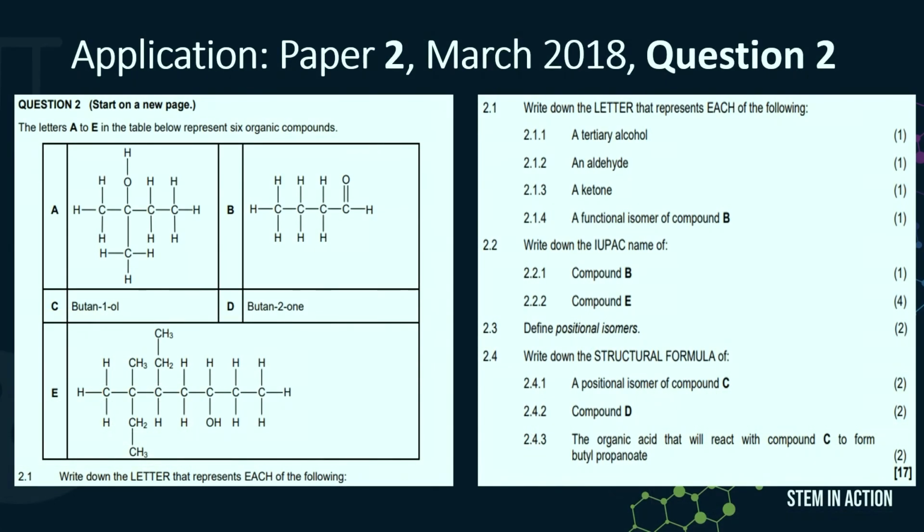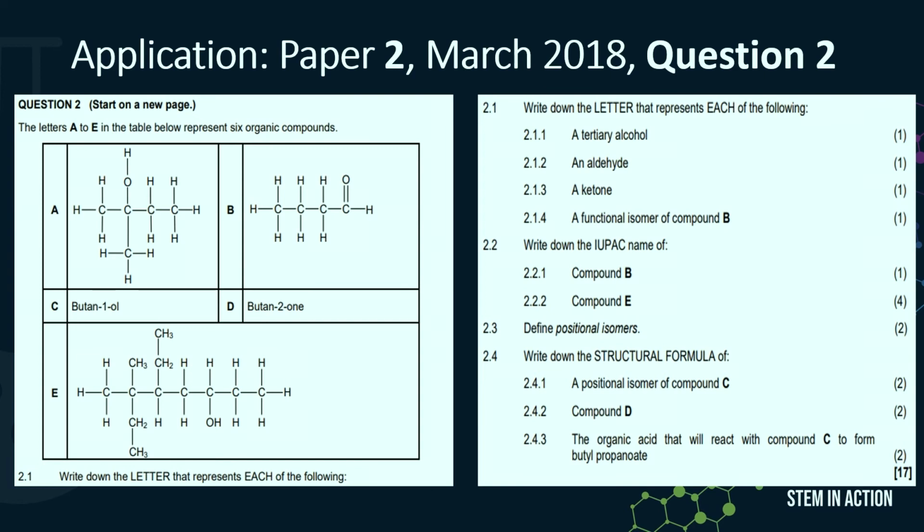So I'm going to do some applications, and our first question is going to come from a March 2018 paper in question number 2. If we look at the first one, we have a table that has different compounds, and it says that the letters A to E in the table represent 6 organic compounds. There are actually 5. All right.